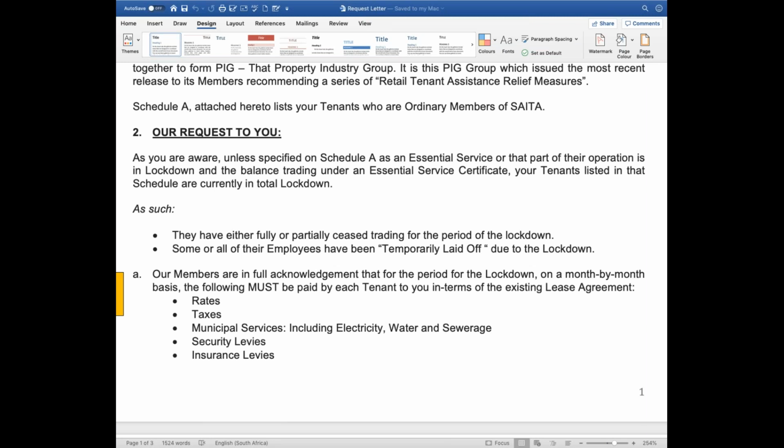So we are not enjoying the property that we trade out of, nor are we enjoying the rates, the taxes, the municipal services, the security levies and insurance levies. Now, I know it opens up a bit of a can of worms because Cape Quarter should continue trading, but on the other hand, we're not able to enjoy those services. So I want to open that for comment and see what everyone's stance is. Is the landlord in full breach of their lease to us because they're not providing any of the services or allowing us to enjoy any of the services through a forced lockdown?